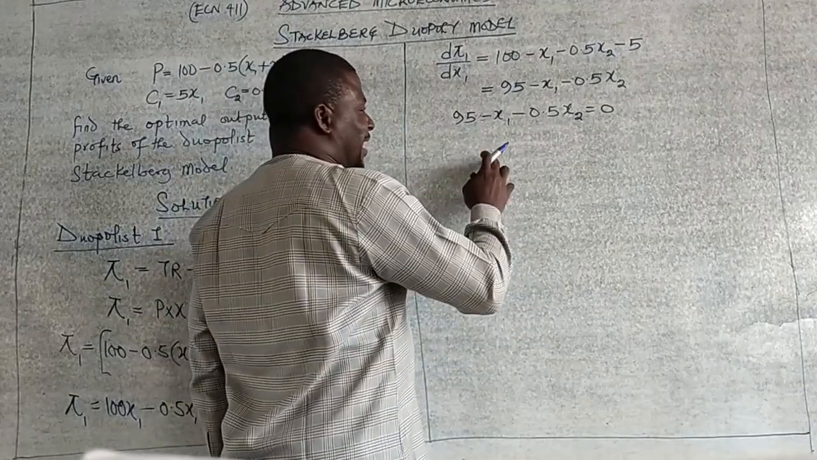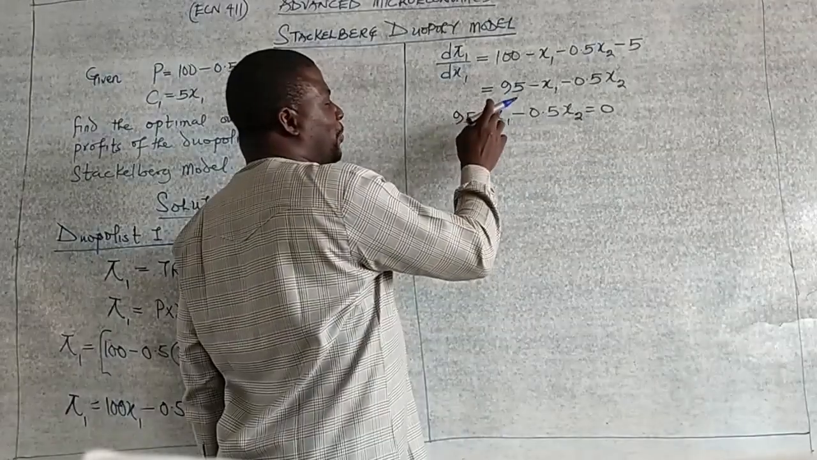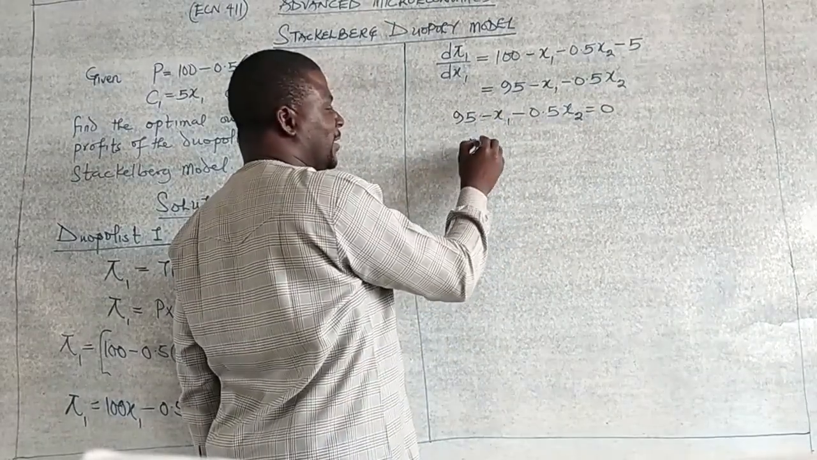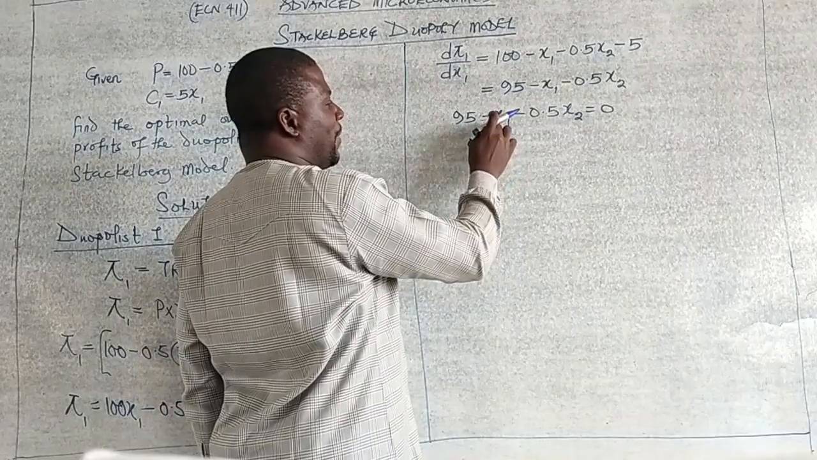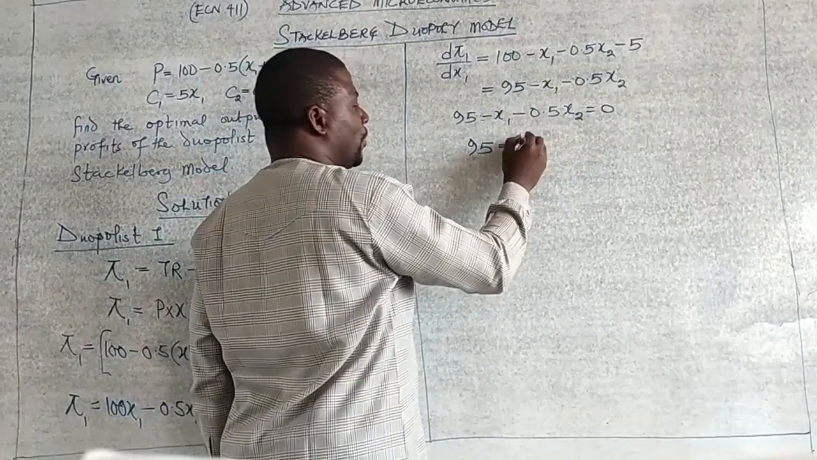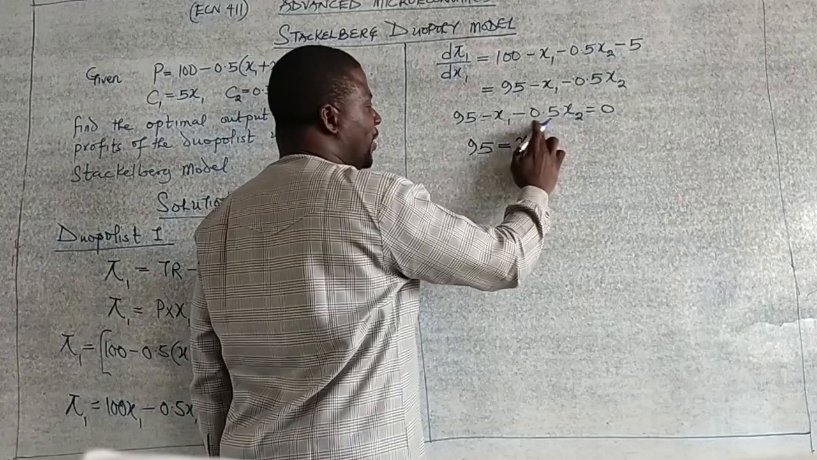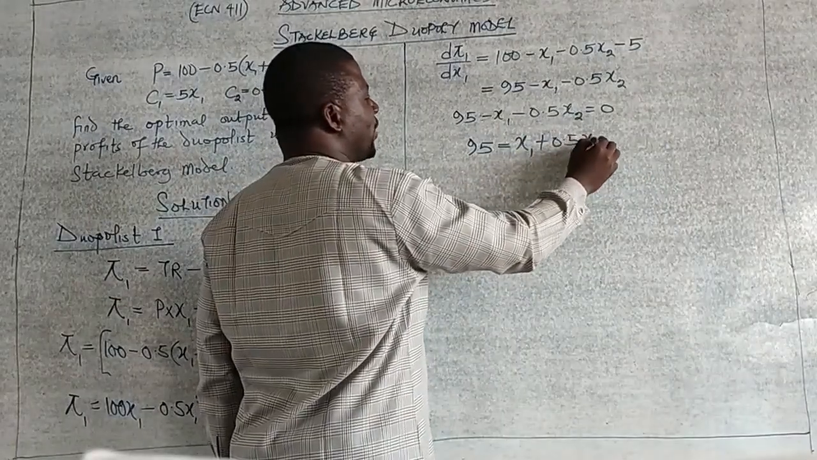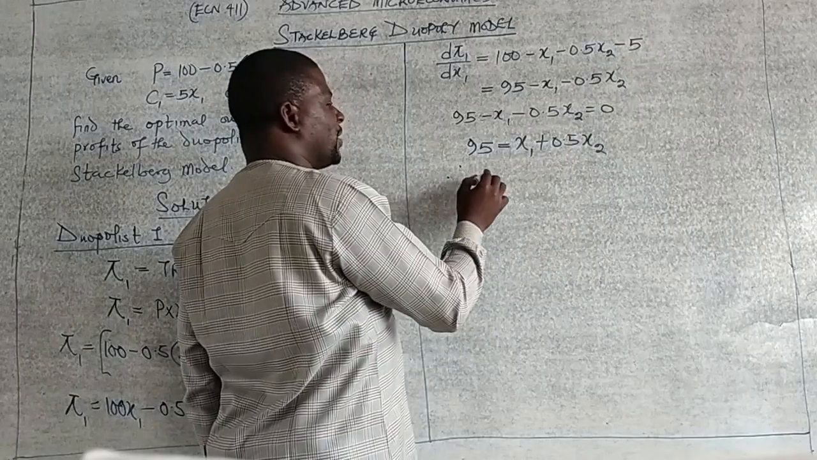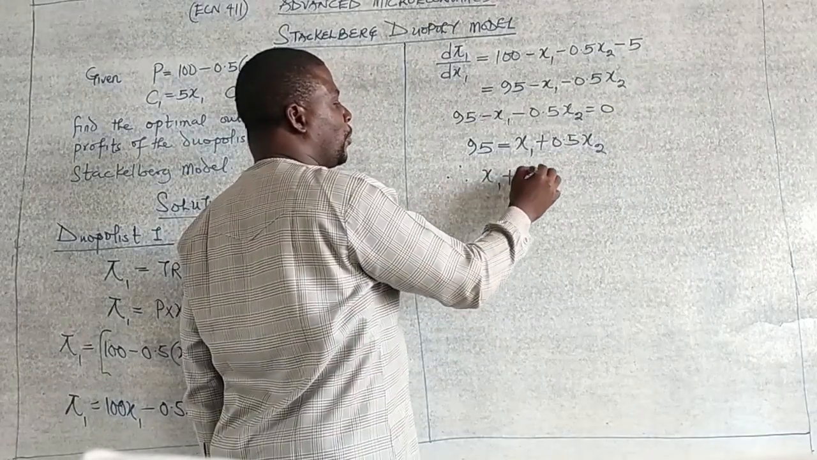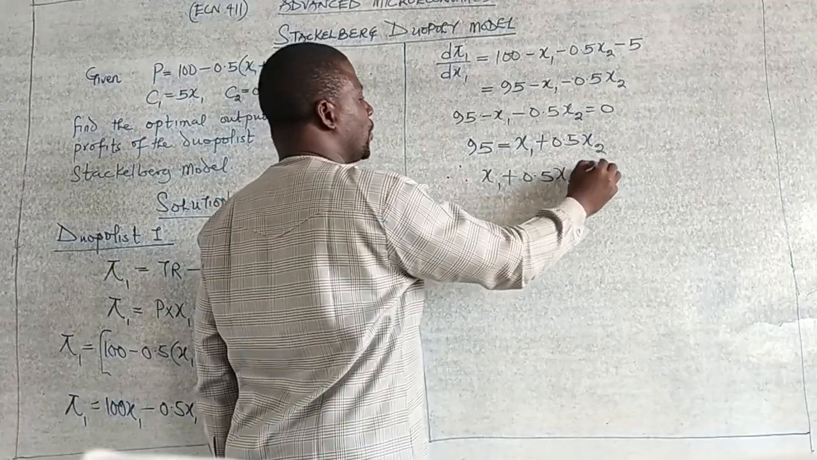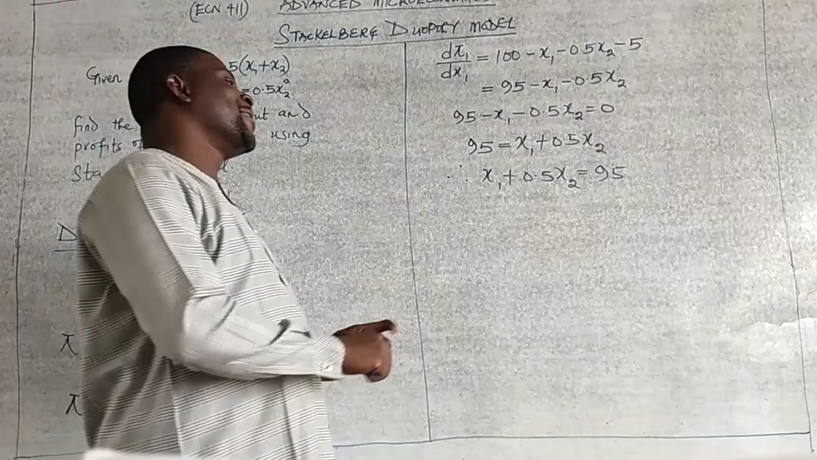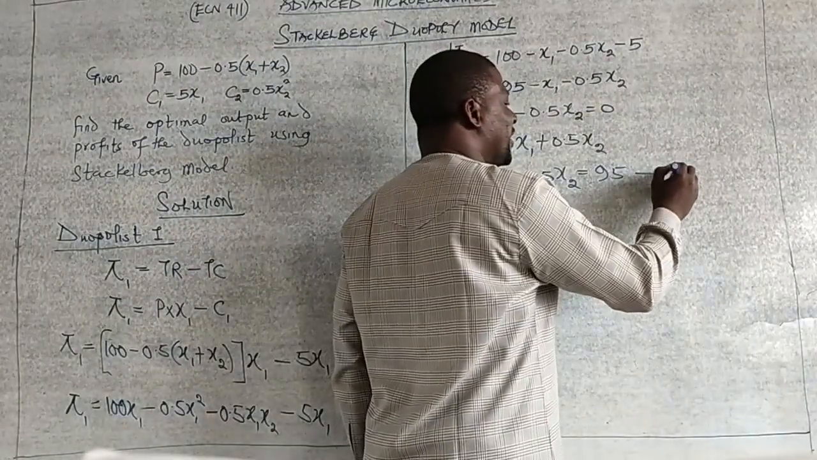If I decide that I want to bring this and this to the other side, 95 will stay at this side, right? 95 will be equal to minus x1 coming here, which will be plus x1. Minus 0.5 x2 coming here becomes plus 0.5 x2. Therefore, it's the same thing as x1 plus 0.5 x2 equals 95. Is that right?